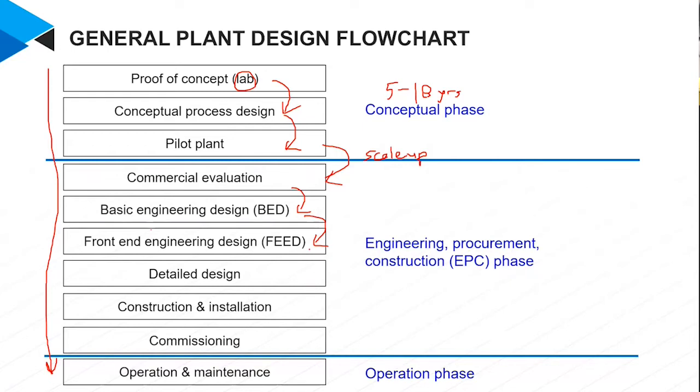After that, it will go to the detailed design phase where we actually come up with the details of each equipment. For example, this pump. What is the flow rate? What is the pump head? What is the manufacturer? What is the motor? What is the voltage supplied to the motor? What is the power requirement? We come up with very detailed information about each equipment in the plant.